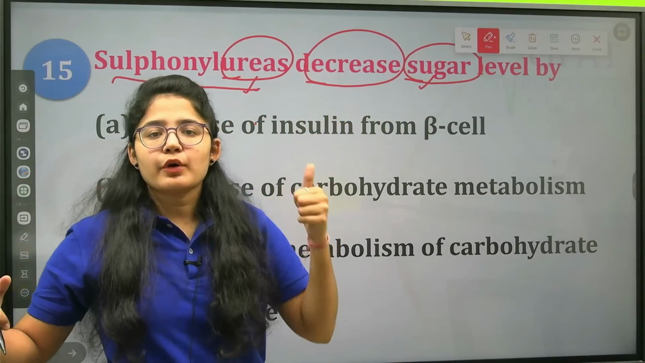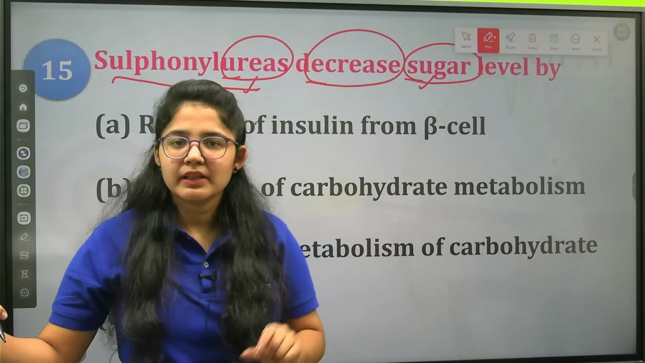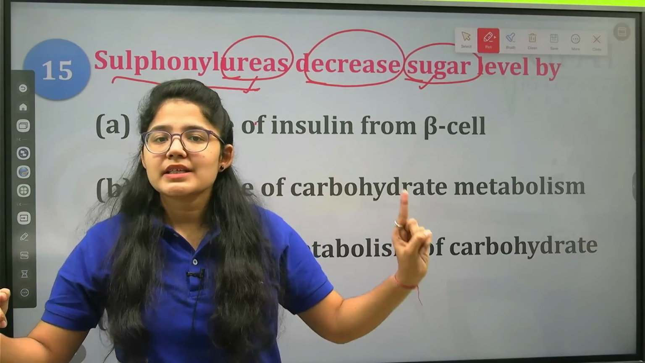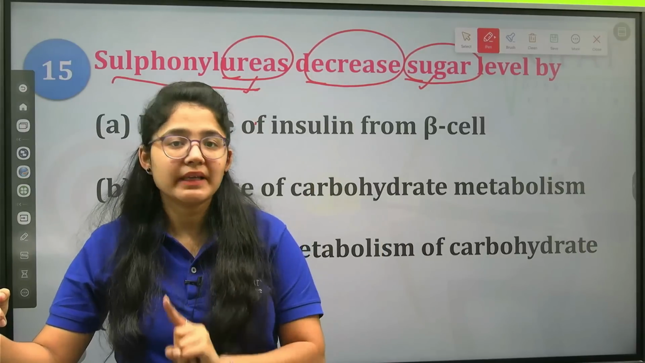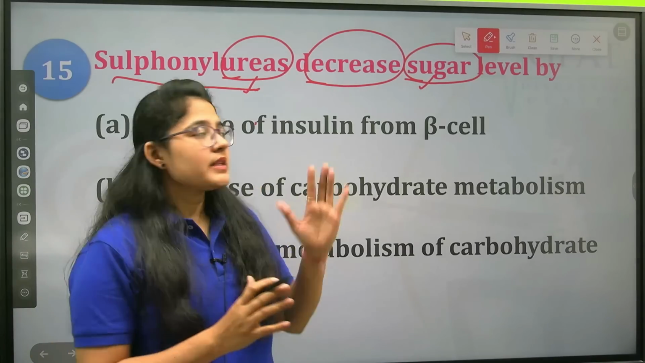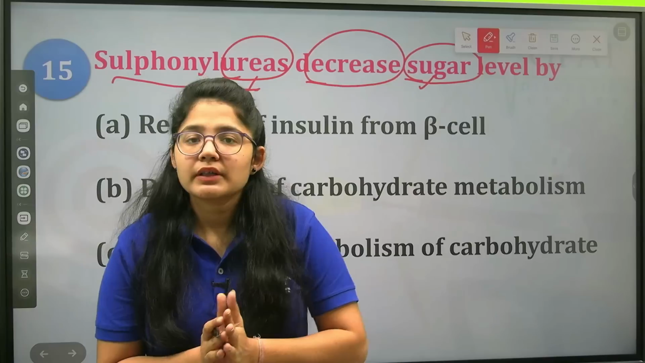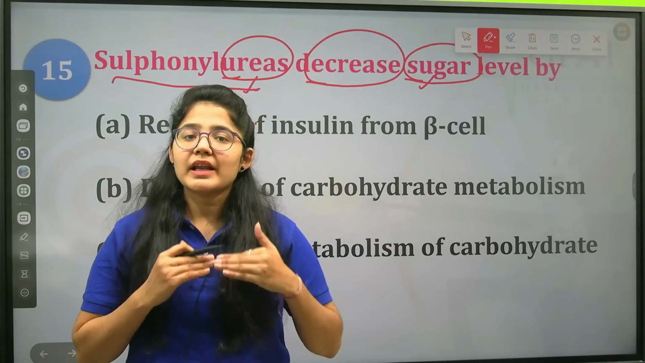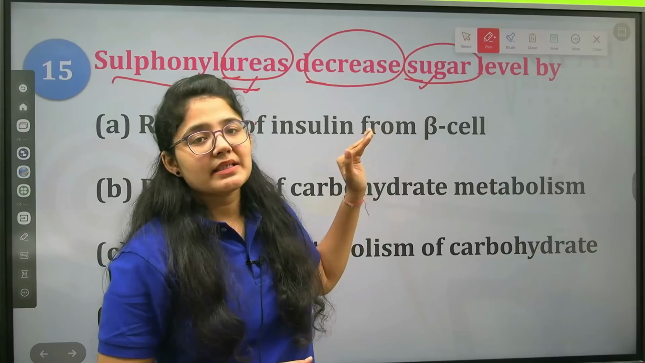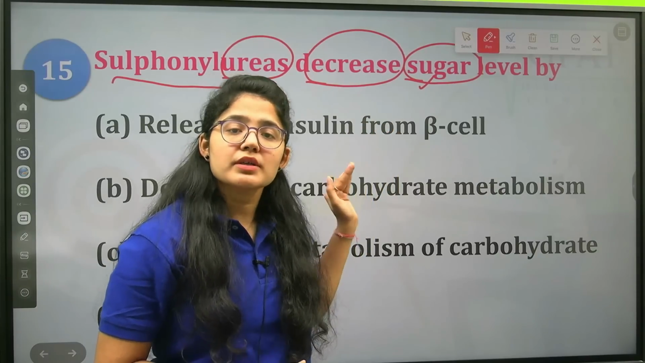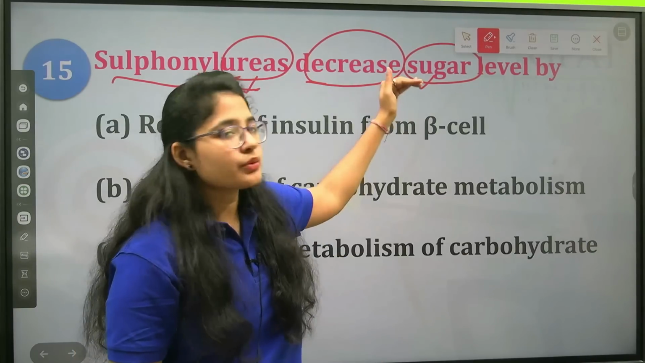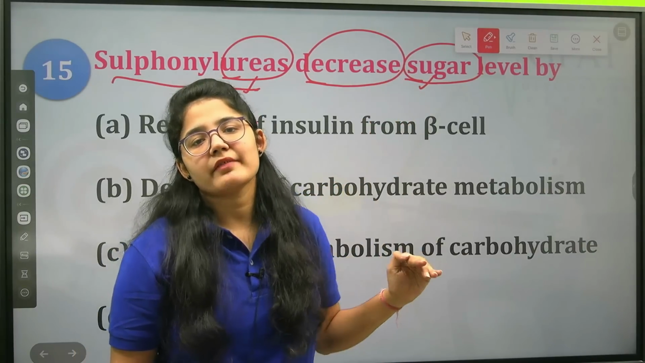And how will your body decrease the sugar level? There is one condition only. It has to produce more insulin, which is produced by beta cells of your pancreas. So this sulfonylurea will work on the mechanism that it will increase the synthesis of your beta cells that will produce insulin, and the insulin will use these sugars and will decrease the level in the body.